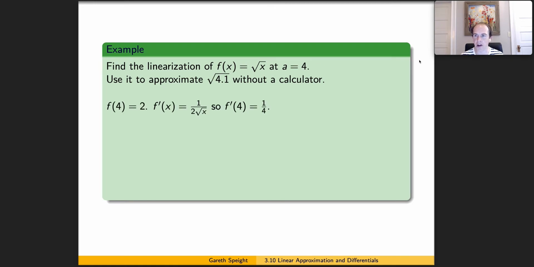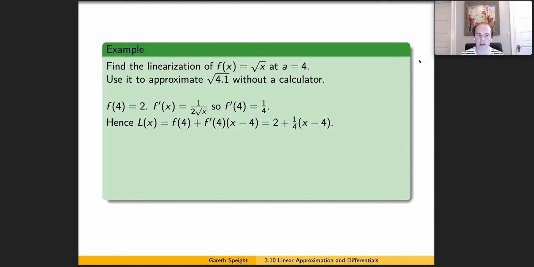Remember the definition of linearization, right? It's f of a plus f prime of a times x minus a. So we have to compute f of a and f prime of a in this case. So f of 4 is square root of 4, which is 2. For f prime of x, f is x to the half, so we get a half x to the minus a half when we differentiate. So f prime is 1 over 2 square root x. If we sub in x equals 4, we get f prime of 4 equals 1 over 2 times 2, so 1 over 4.